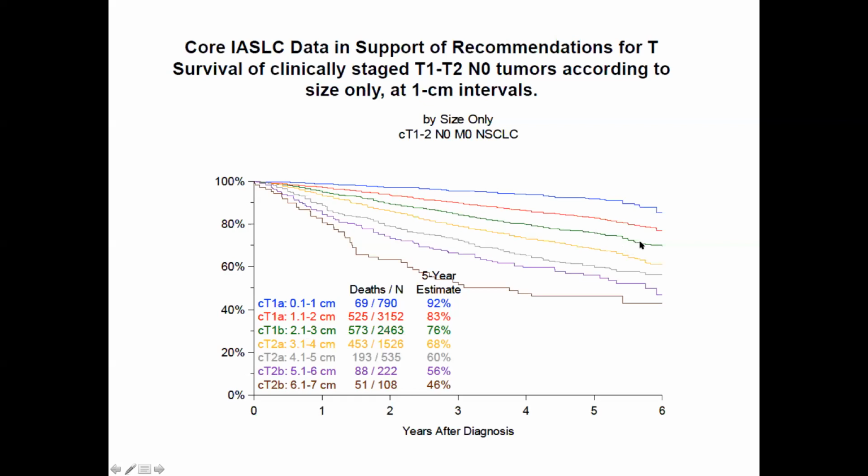So tumors up to 3 centimeters, 4 centimeters, 5 centimeters, 6 centimeters, and 7 centimeters. Just keep an eye on the numbers involved in these. So relatively small numbers when we're getting to the larger tumors, relatively small numbers when we're dealing with the very small tumors, but large numbers in between. So that is an idea of why we've moved in the 8th iteration to a multitude of different size criteria for the T staging.